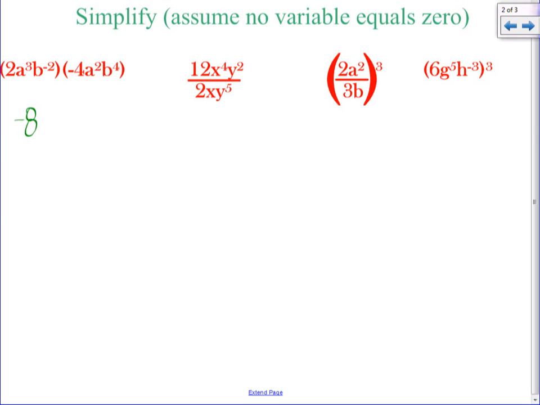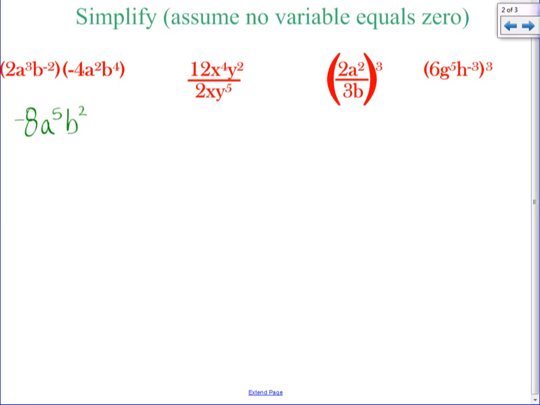Okay, how many a's do we have now? Is it 5 or is it 6? They're on the same level, so we're going to add them. If we have a power and we raise it to another power, that's when we multiply. So we have 5 right now. How many b's do we have? 2. So you just add the exponents.